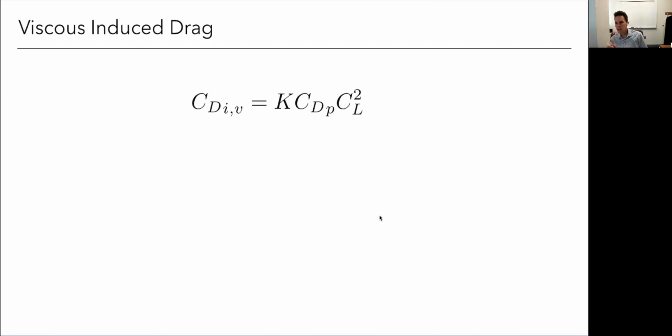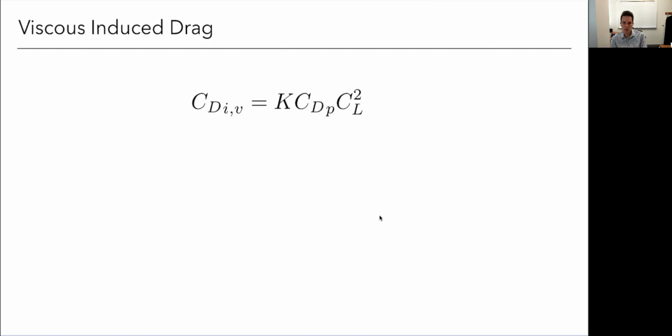Well, because we generated lift, though, we actually do increase the parasitic drag somewhat too, but we usually keep track of that as part of our induced drag. We call this the viscous component of induced drag. So what we talked about before was the inviscid component. There's now a viscous component.